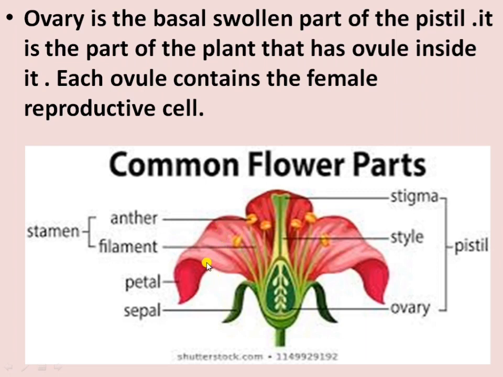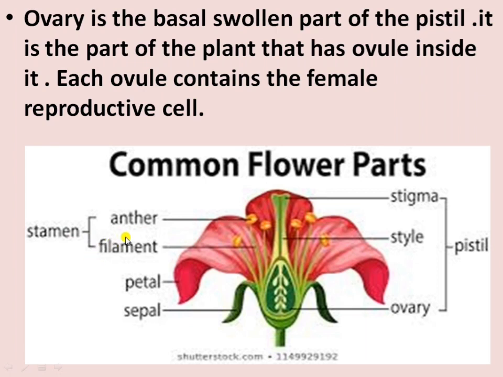Next, inside the petals there are thread-like structures with some swollen tips. They are called stamens. These are the swollen structures. These are stamens.